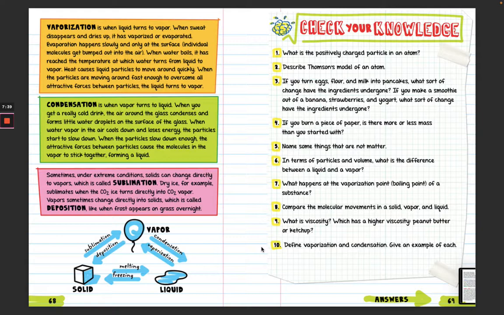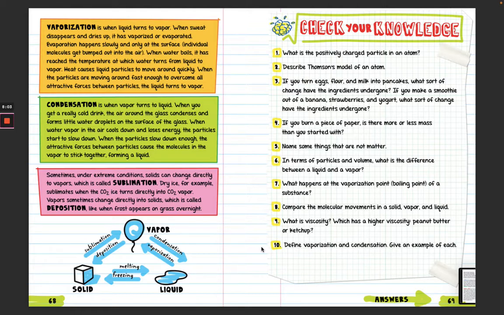Vaporization is when liquid turns to vapor. When sweat disappears and dries up, it has vaporized or evaporated. Evaporation happens slowly and only at the surface. Individual molecules get bumped out into the air. When water boils, it has reached the temperature at which water turns from liquid to vapor. Heat causes liquid particles to move around quickly. When the particles are moving around fast enough to overcome all the attractive forces between particles, the liquid turns to vapor.